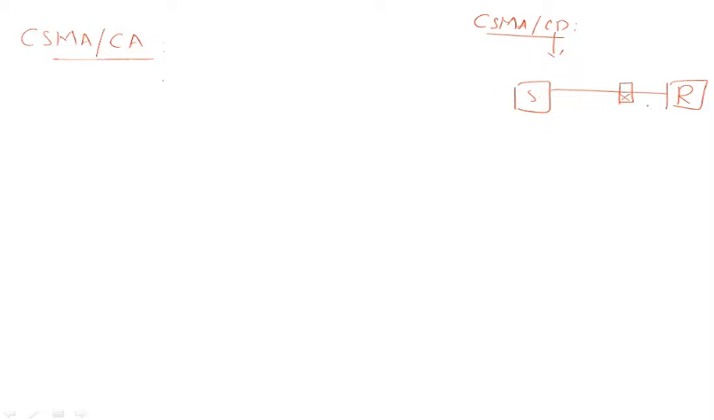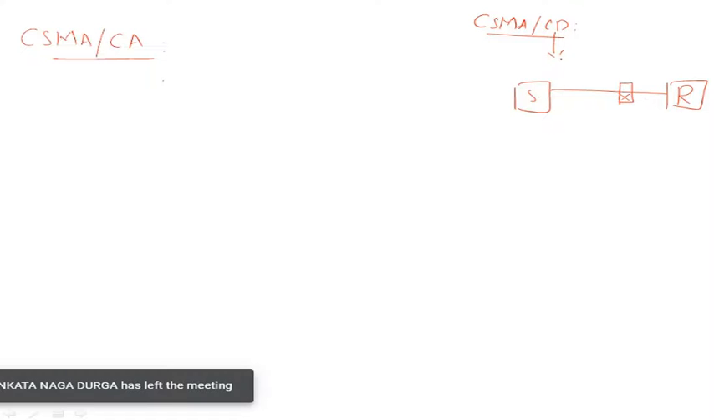So collision detection, in the sense, detects the collision, and once the collision has happened, the frame transmission is stopped with the help of the jamming signal, and then one by one the frames are sent over this network from the stations. That is collision detection.